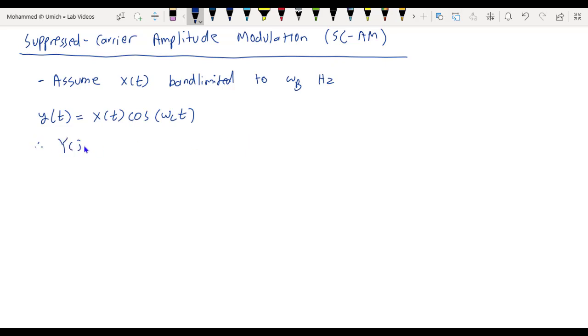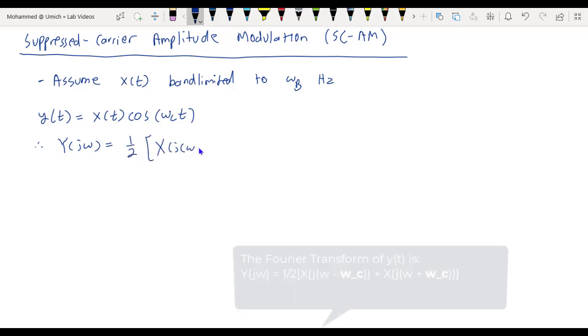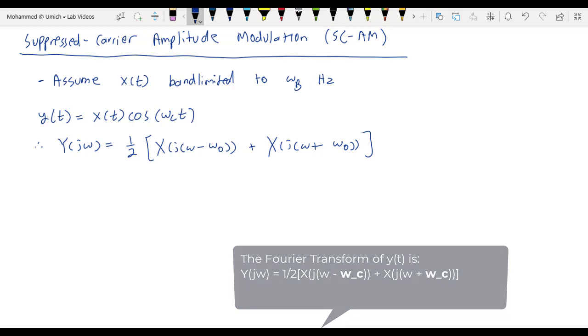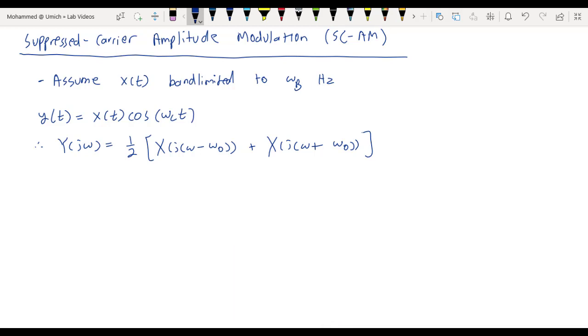So the Fourier transform Y(jω) equals 1/2 times X(j(ω − ωc)) plus X(j(ω + ωc)). And this is due to the modulation property of the Fourier transform. This modulated carrier signal y(t) is the signal that will get outputted from the transmitter and then picked up by the receiver.